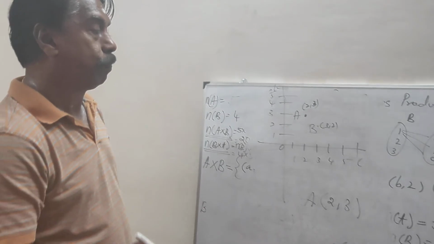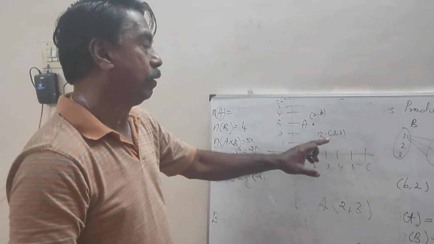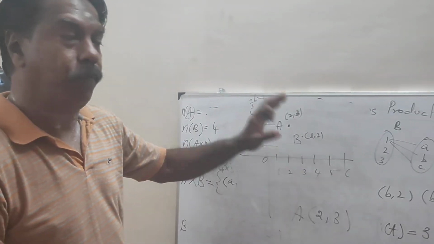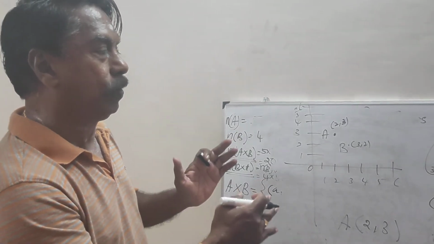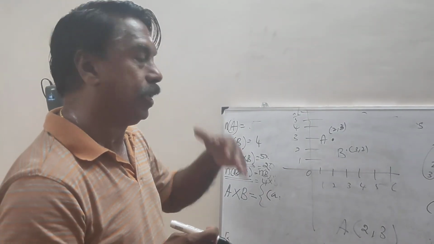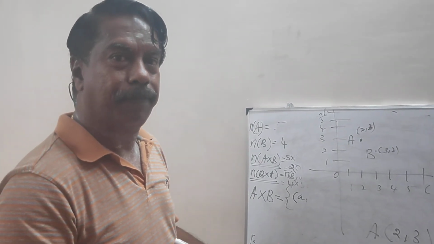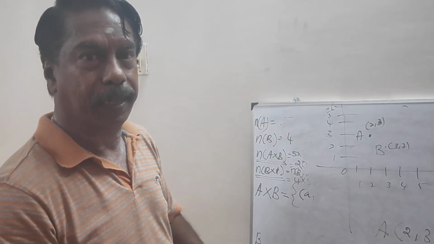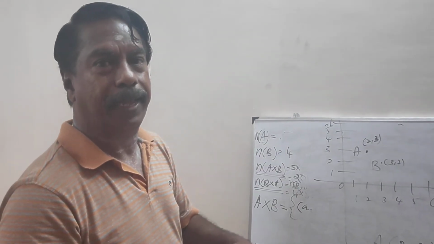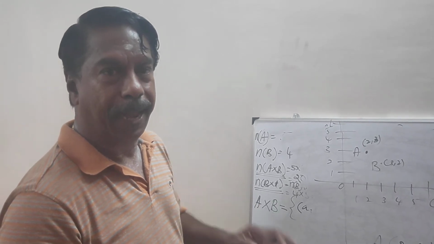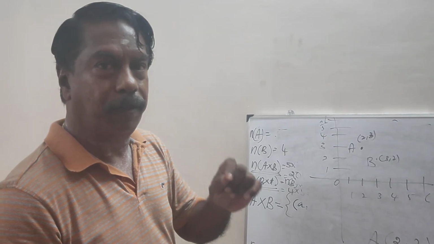So for A cross B, when we find the positions 2 comma 3 and 3 comma 2, they will not be equal. Therefore, we come to a conclusion that if we have two sets A and B, we can find A cross B and B cross A. We can find n of A cross B and also n of B cross A. We come to a conclusion that A cross B and B cross A will not be equal, and n of A cross B and n of B cross A will be equal.